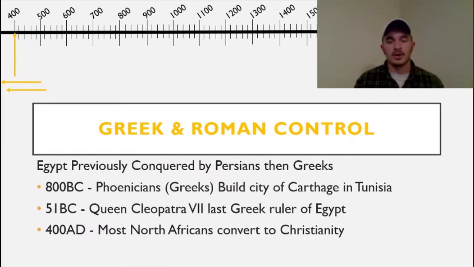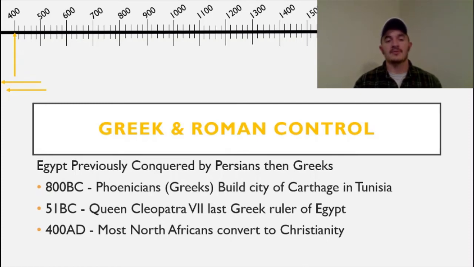So we're going to skip all of ancient Egypt because we already covered ancient Egypt. So Egypt would previously be conquered by the Persians and the Greeks. That is what we had talked about before. The Persians conquered ancient Egypt, and then we see Alexander the Great would conquer ancient Egypt. So we have two things relating to this more ancient Egypt side of Egyptian and North African history.